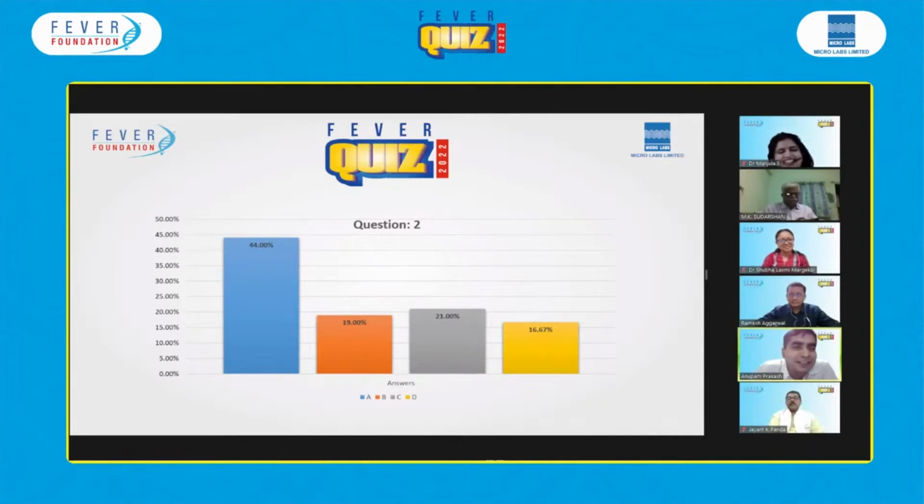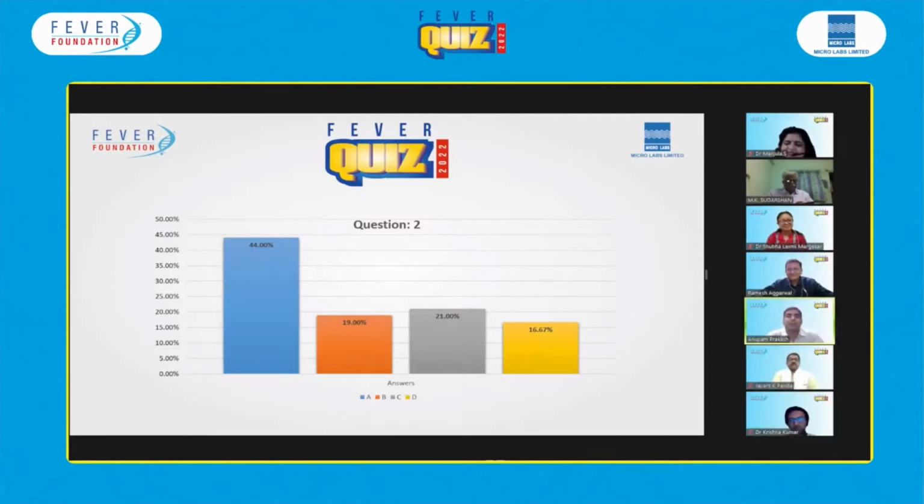So A is the correct answer, and many of you have got it correct. Congratulations to those who have got it correct. But this is a dummy question. Don't expect rewards for it, or this will not go counting towards your total score. So yes, Computer Ji, we will move to the third question.